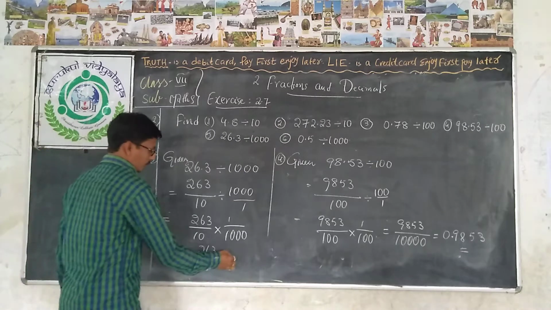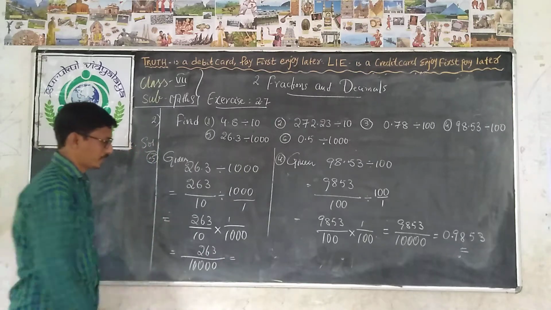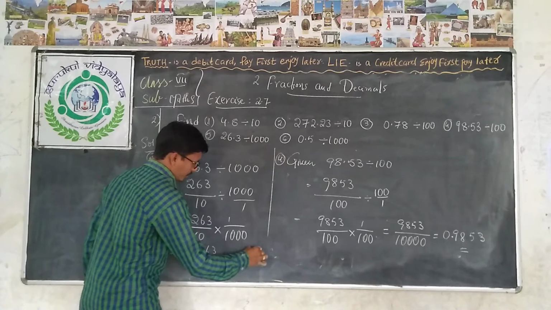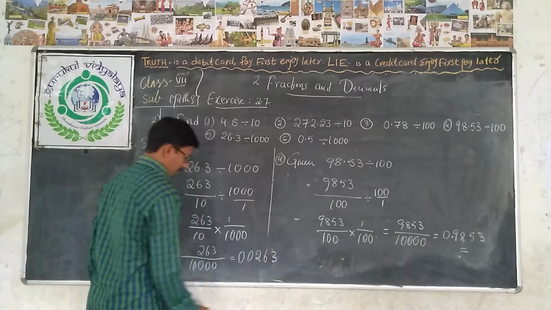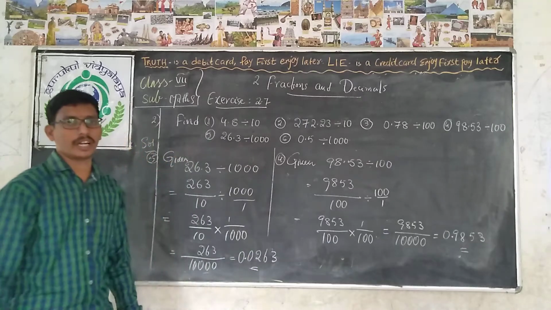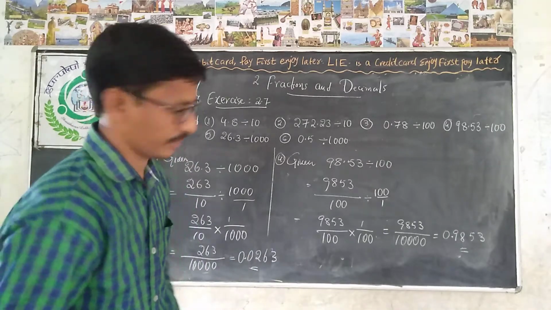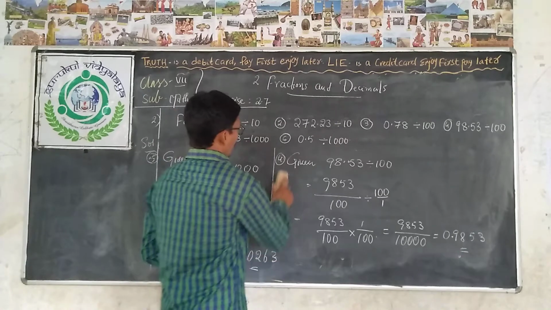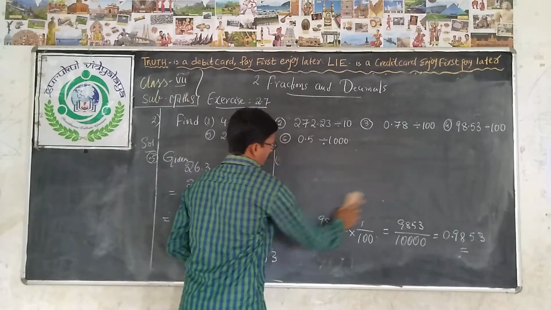Okay. So now come to the digits. Totally 5 digits, but you have 2 more zeros. 263, but totally 4 zeros are there. 4 digits up you have to keep the point. 0.0263 is the answer. In the same way, the last problem also.